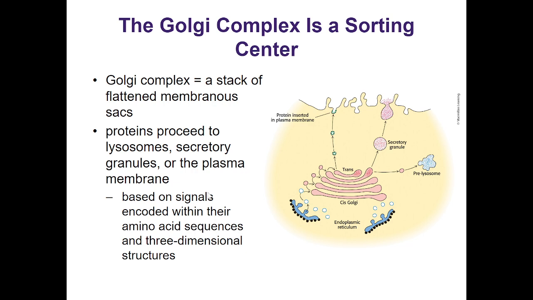Based on signals encoded within their amino acid sequences and three-dimensional structures. These are the three different things that I was just talking about. This right here would be assembling these into a lysosome, which will then be released and release these en masse, right? And so this would be a very large release. This right here would be the secretory granule, and literally secretion. You're going to secrete this out. This right here is actually where you take the protein and insert it in the plasma membrane.